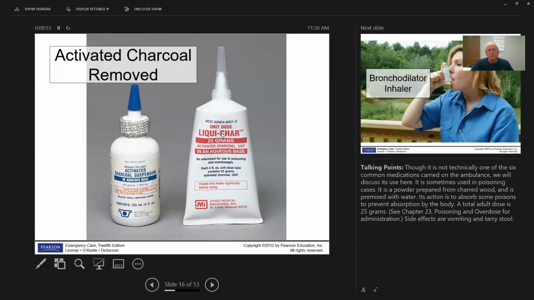Activated charcoal, we used to be able to give this for poisonings, but they've taken it out of our protocol now. So if you have activated charcoal on your squad, you can get rid of it. It's really nasty stuff. It's a charcoal slurry, so it's black, and half the time, because it's a poisoning, we have them drink it and then they throw it up and it's a mess. So terrible. But it's been taken out of our protocol. So if it's on your rig, get rid of it.